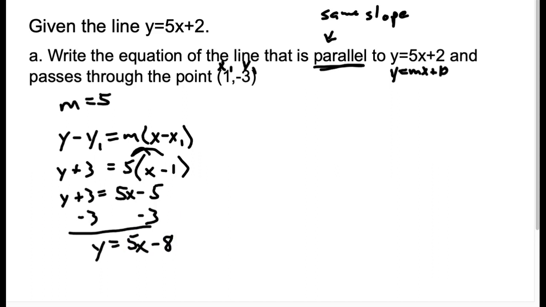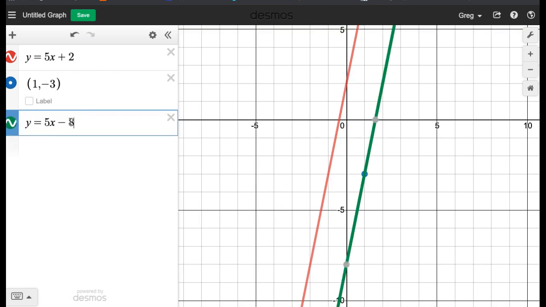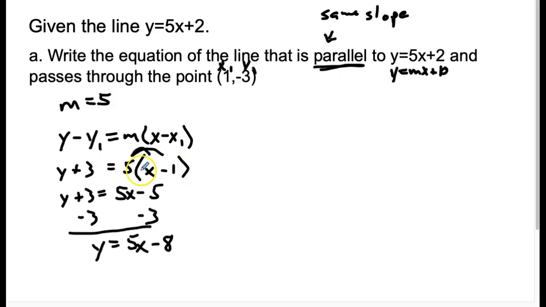Here we can easily check our answer on Desmos. If we have our original line and the point that we want the new line to go through typed in, I can type in my new line, y equals 5x minus 8, and we can see it is parallel to the old line, and it goes through the point that I want it to go through. All right, so y equals 5x minus 8 would be my answer here.